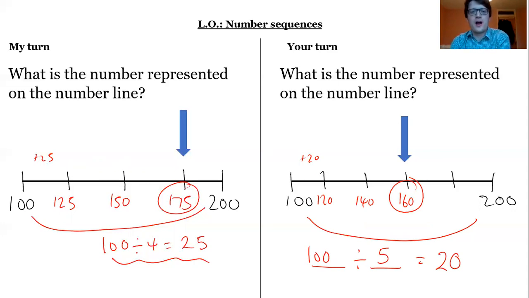So you can stop the video now, have a go at the independent task, but keep thinking about this strategy. What is each step on the number line worth?